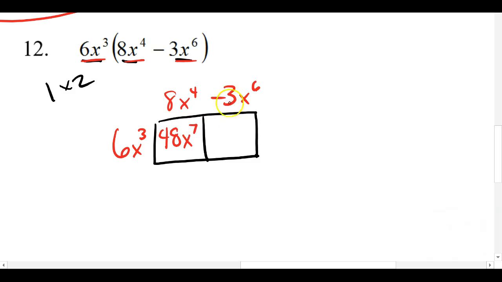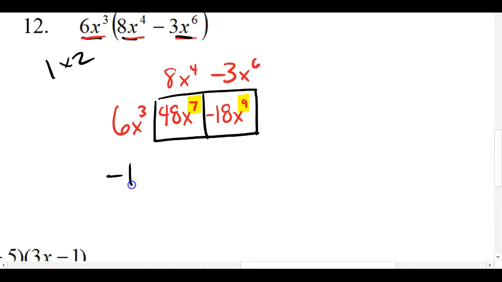And then here for the next one, focus on the numbers first. So I have 6, negative 3, well that's negative 18. And then for the x, I have a 3 here and a 6 here. So remember, when we multiply x's, we add the exponents, so it's 9. So now look, which one of these are you going to write first? Because this has a 7 and this has a 9. Well, it's going to be the one with the 9, because that has the bigger exponent. So we're going to write negative 18x to the 9th plus 48x to the 7th.